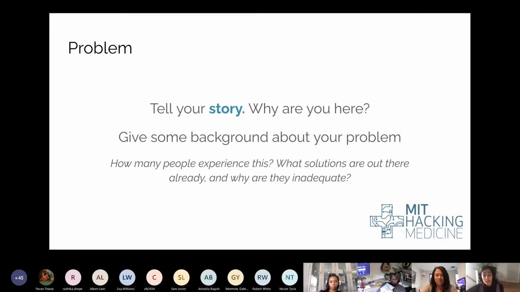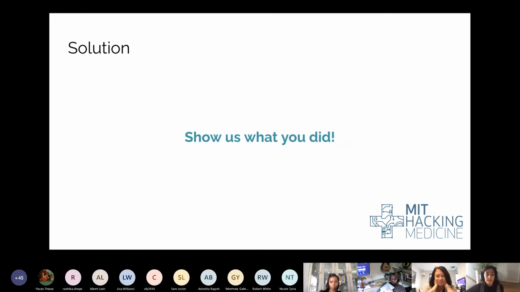In addition, are there any solutions out there already? Why are they inadequate? You can demonstrate a patient timeline and show, these are the places where the current solutions fail in being able to solve the problem.